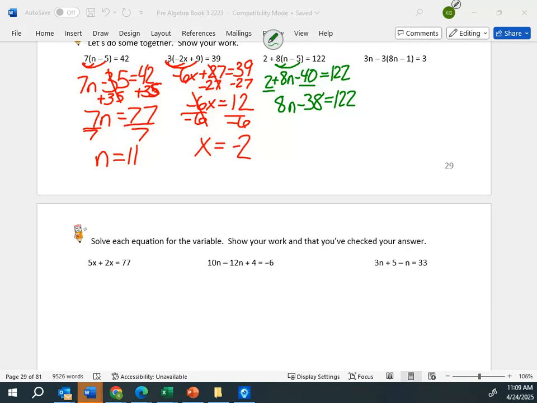Now what do I do? Addie? Add 38 to both sides. Minus 38 plus 38 zeros out. So I have 8n equals 122 plus 38, which is what, Addie? 160. What is my next step? Ruby, divide what? 8 by 8. Divide both sides by 8. 8 divided by 8 is my positive 1. 160 divided by 8 is what, Ruby?